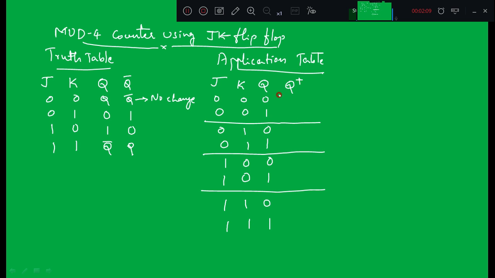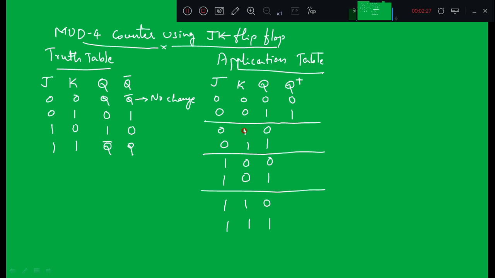Okay, so when J and K are 0 0, see in this truth table, the flip-flop is going to remain in its previous state. What is the previous state here? It is 0, so next state will also remain equal to 0, and here previous state is 1, so it is going to remain as 1.